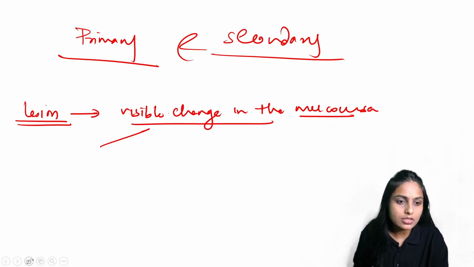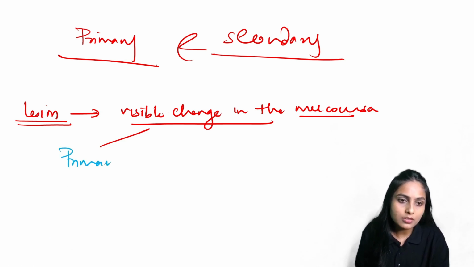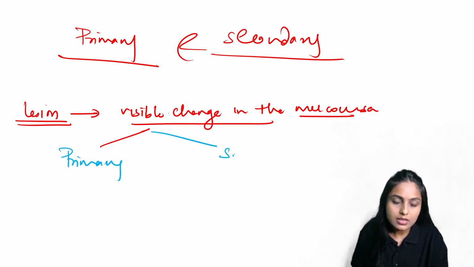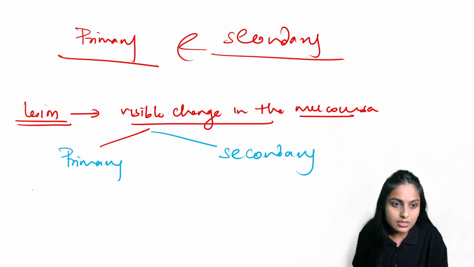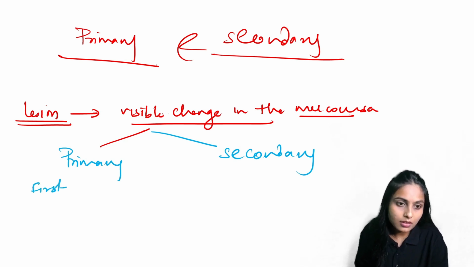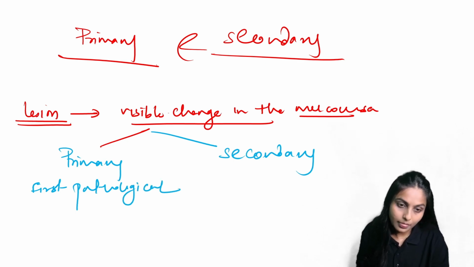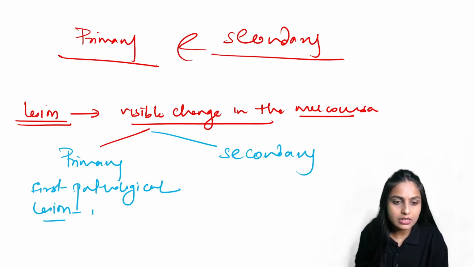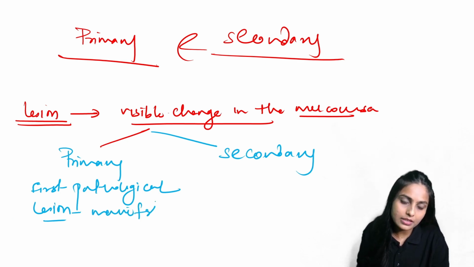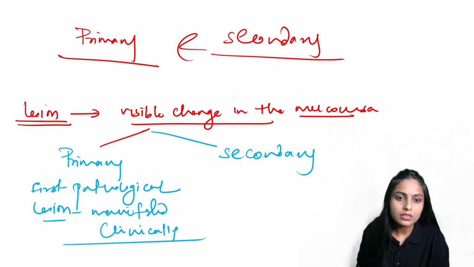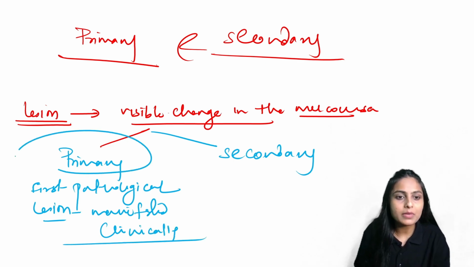Now, what are primary lesions and what are secondary lesions that you need to understand? Primary lesions are the first pathological lesions which are manifested clinically. Manifested clinically means this is the first lesion that will appear. That is called a primary lesion.